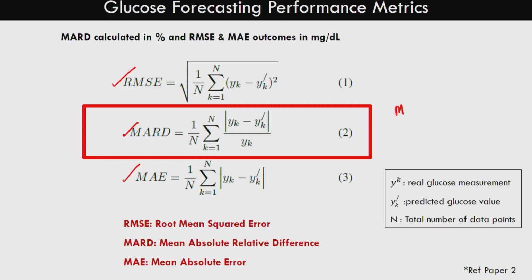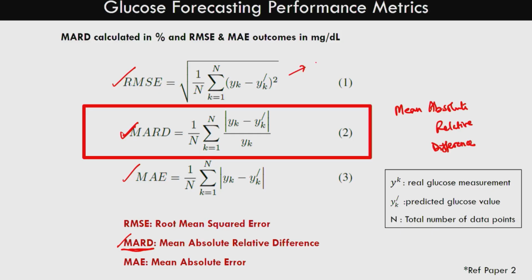MARD is mean absolute relative difference. This is what we have also seen earlier. MARD is also used if you are developing your own sensor: you can compare it with blood glucose and get a MARD value. We use the same MARD to validate the forecasting accuracy as well, that is, how good the forecasting is compared to the blood glucose level.